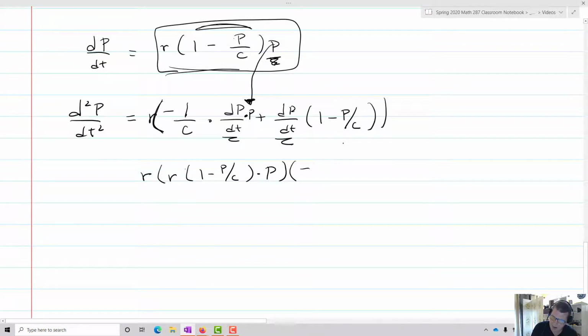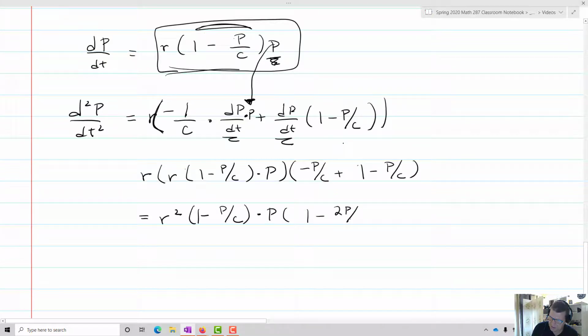Plus, or times, negative P over C, plus 1 minus P over C. And that then gives me r squared times 1 minus P over C times P times 1 minus 2P over C. Okay, and that is our second derivative.